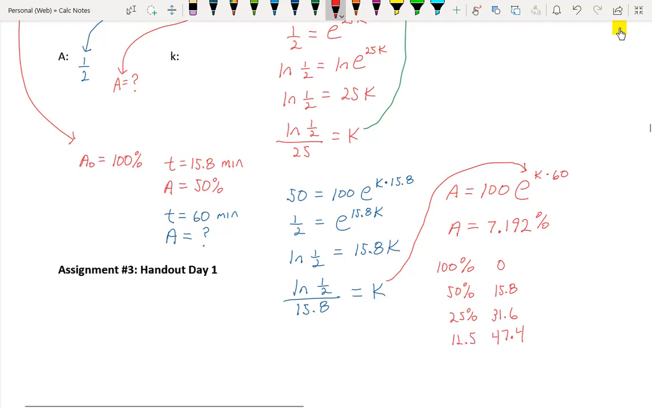And so I'm close to an hour here, so I'm not quite at the fourth half-life. If we were to add another 15.8 minutes, we'd end up with 63.2 minutes. So that's a little over an hour. We'd be at 6.25% of the amount remaining. And so we're just a little over 6.25%, which makes sense with what we're looking at here.